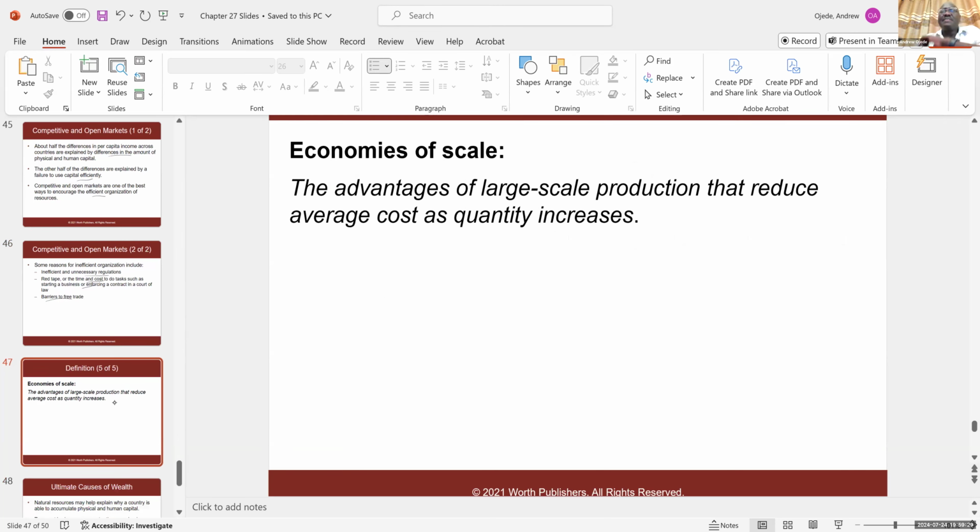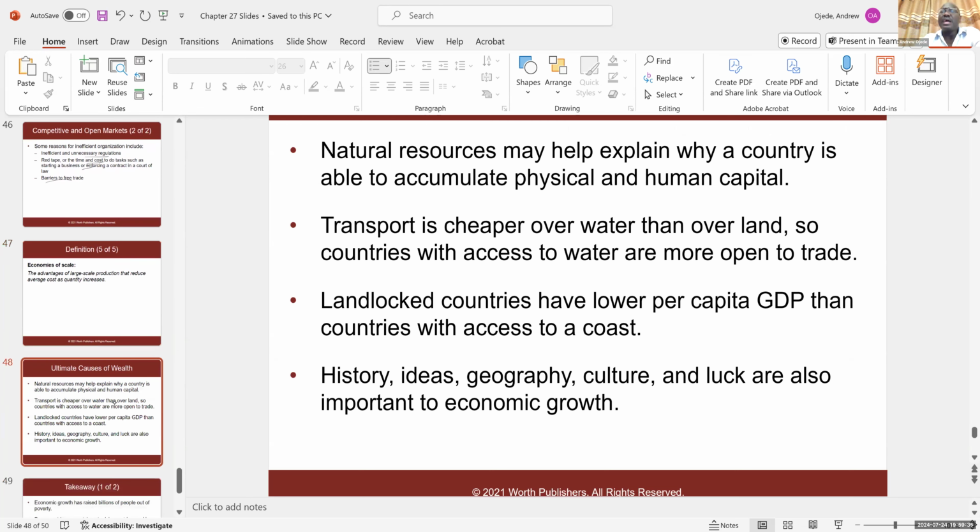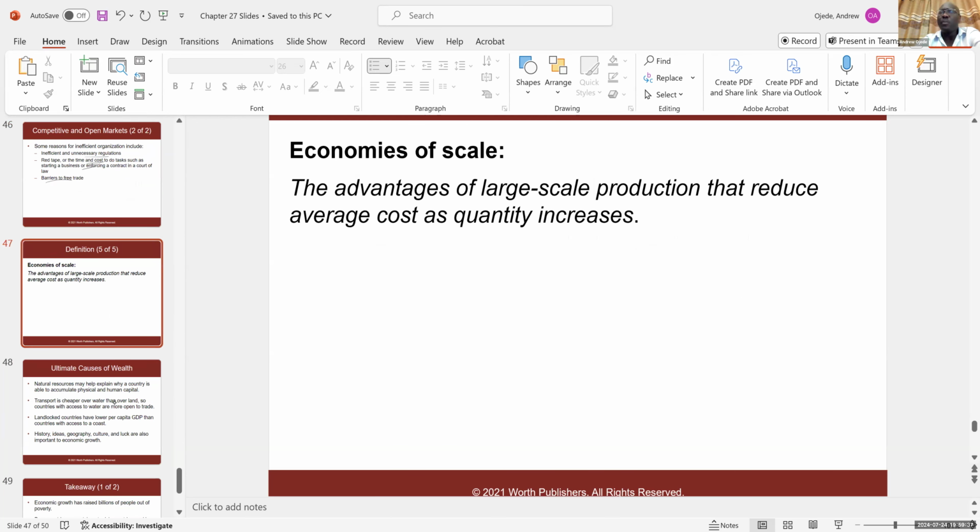Economies of scale are the advantages of large-scale production that reduce average cost as quantity increases. And this is going to happen in countries that are more open societies, open markets. Those countries are going to enjoy economies of scale.